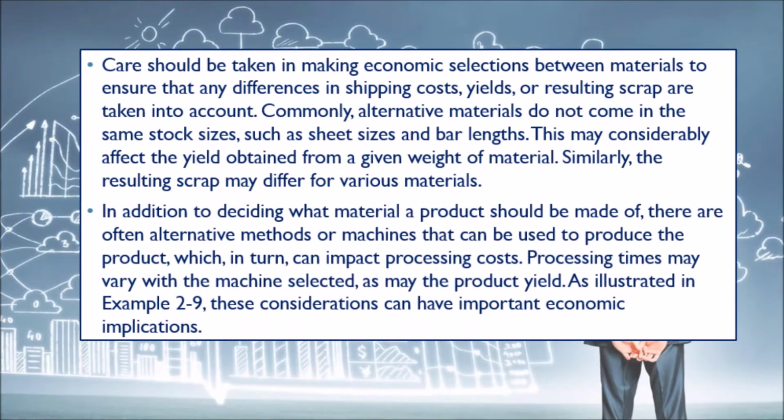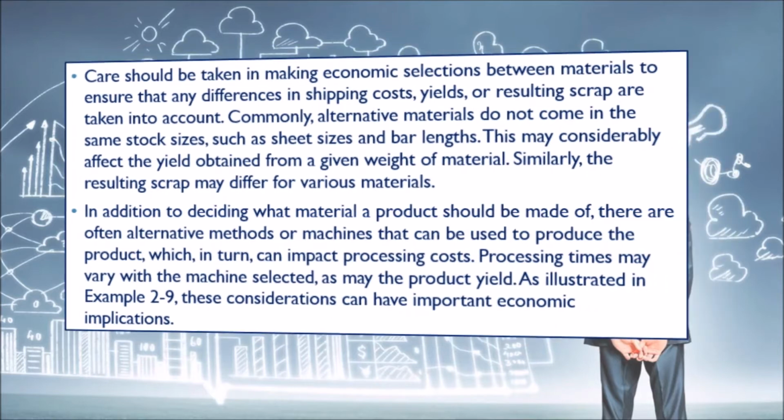In addition to deciding what material a product should be made of, there are often alternative methods or machines that can be used to produce the product, which in turn can impact the processing costs. Processing times may vary with the machine selected, as may the product yield. As illustrated in example 2-9, these considerations can have important economic implications.